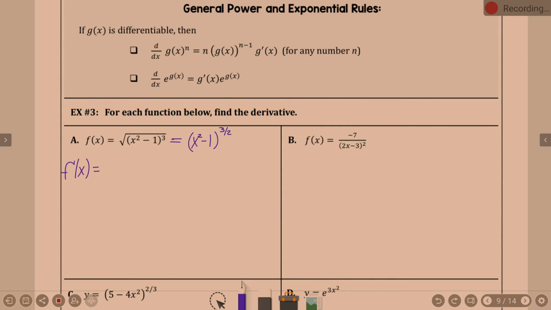Okay, derivative. We're doing a power rule, so 3/2 goes out front. Then what? This x squared minus 1 stays x squared minus 1 inside. And you subtract 1. 3/2 minus 1. Right? Because 3/2 minus 2/2 is going to be 1/2. And then?